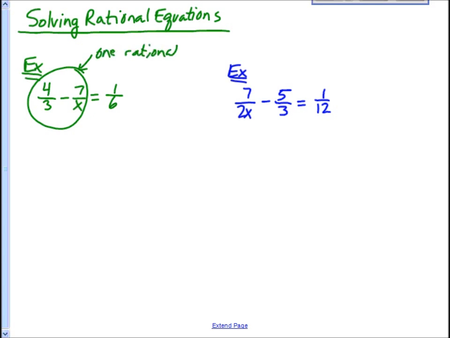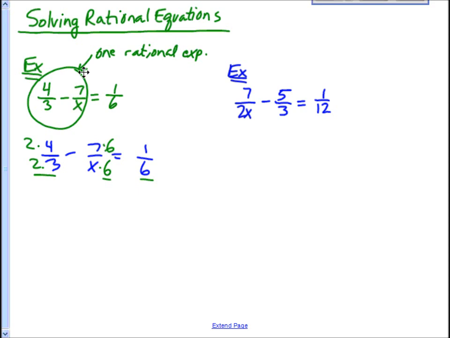So you want to get this into one rational expression. We're going to go ahead and get a common denominator for that side and merge them into one. And oftentimes it's easier just to get the same common denominator on both sides. So you're looking at 4/3 minus 7 over x equals 1/6. Get a common denominator for the 3, the x, and the 6. Number wise, we're going to get a common denominator of 6. So multiply that by 2, both sides there, give this a 6, and we already have the 6 on the right-hand side.